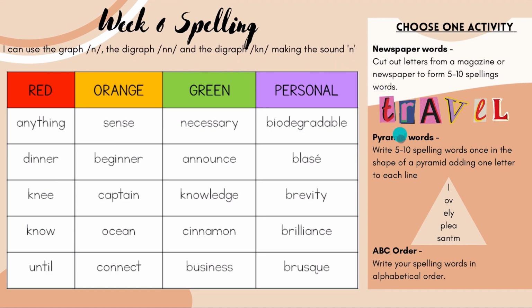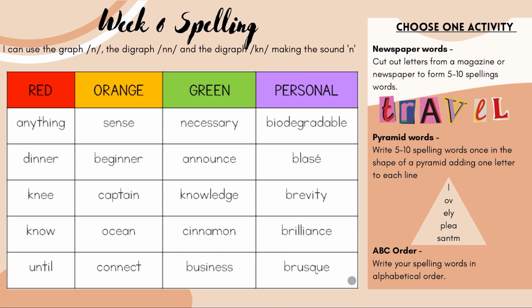Okay, let's look at the words that you will be learning this week. In the red column, we have the word anything, dinner, knee, no, and until. In the orange column, we have sense, beginner, captain, ocean, and connect. In the green column, we have necessary, announce, knowledge, cinnamon, and business. And in the personal column, we have biodegradable, blasé, brevity, brilliance, and brusque.